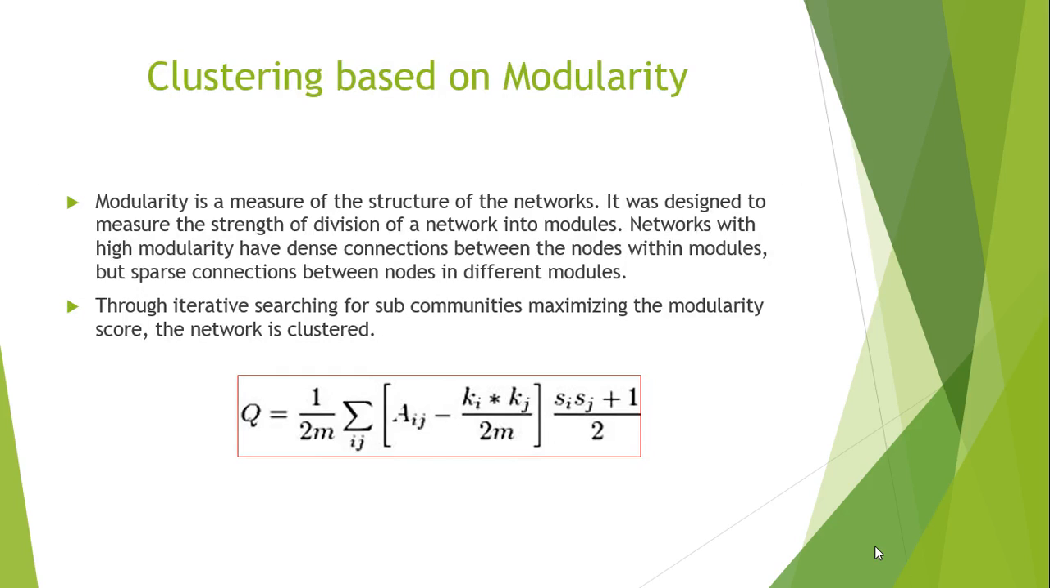As for clustering, we use modularity to cluster the stocks into communities. Modularity is a measure of the structure of the networks. It was designed to measure the strength of the division of a network into modules. Networks with a high modularity have dense connections between the nodes within the modules but sparse connections between the nodes in different modules. Through iterative searching for the sub-communities, maximizing the modularity score, the network is clustered into different communities. This is defined by the equation shown in the slide.